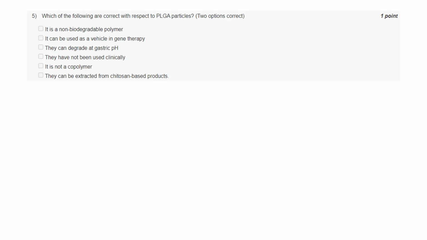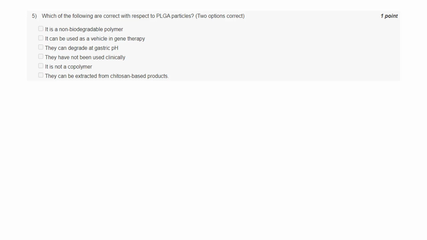Next question is, which of the following are correct with respect to PLGA particles? We are supposed to choose two correct options. The options are: it is a non-biodegradable polymer; it can be used as a vehicle in gene therapy; they can degrade at gastric pH; they have not been used clinically; it is not a copolymer; they can be extracted from chitosan based products.